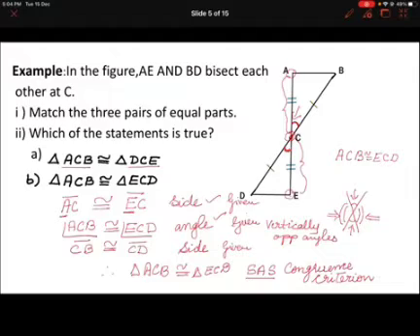Children, I hope you understood that we have proved this triangle, that is triangle ACB and triangle ECD are congruent to each other.